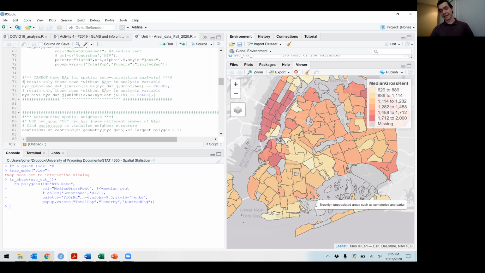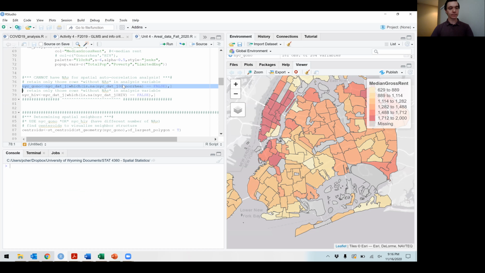Some looks like that is an unpopulated area and some wetlands there. So if they're not missing because I have bad data, they're missing because they're parks. And so parks, of course, don't have rent. Parks don't have gonorrhea or HIV. But to analyze our data, I need to only retain those polygons that are not NA. And I do that right there.